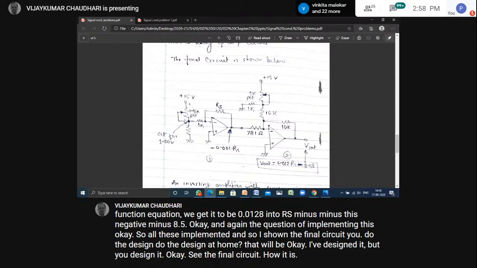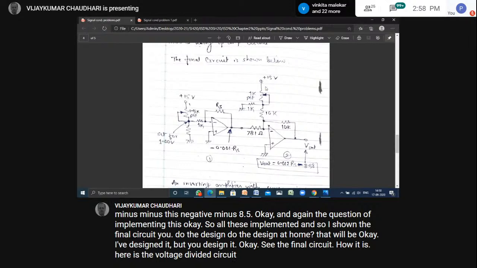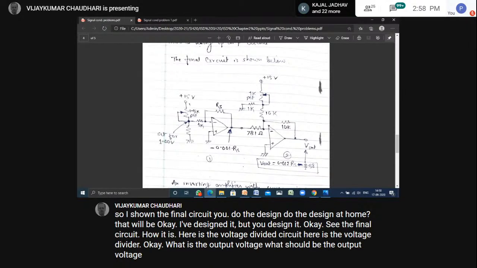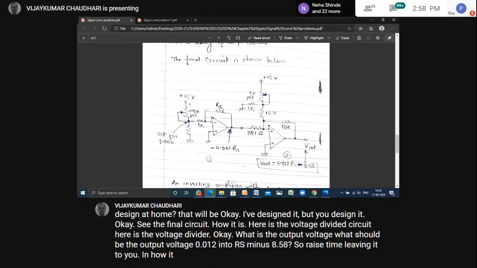Here is a voltage divider circuit. What is the output voltage? What should be the output voltage? 0.0128 into RS minus 8.58. So the rest I am leaving to you, how the values are selected.